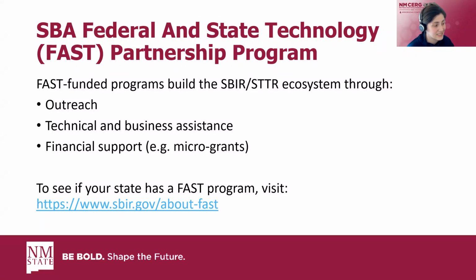The Small Business Administration funds FAST sites, or Federal and State Technology partnership programs, in almost all 50 states at this point. FAST sites are funded to provide support through the SBIR and STTR process. This can look like many different things. It can be through outreach, it can be through technical and business assistance. Some FAST sites also have microgrants that can be used to really take your proposal and elevate it to that strong proposal category.